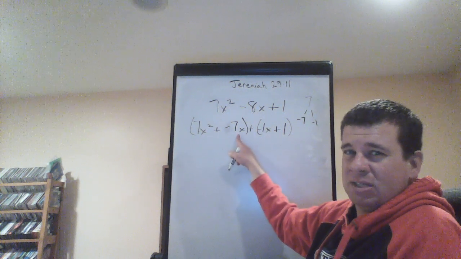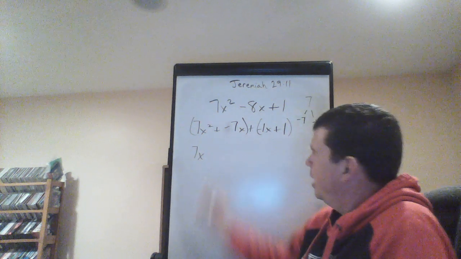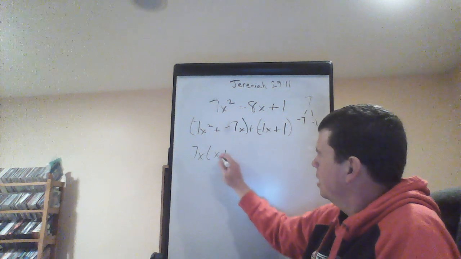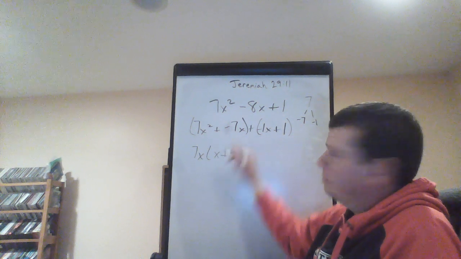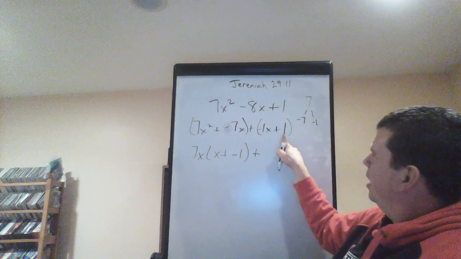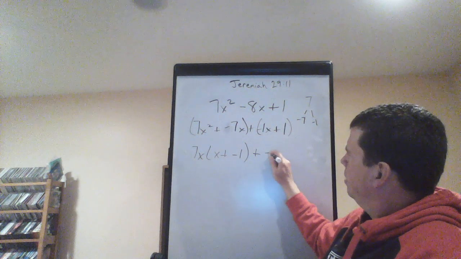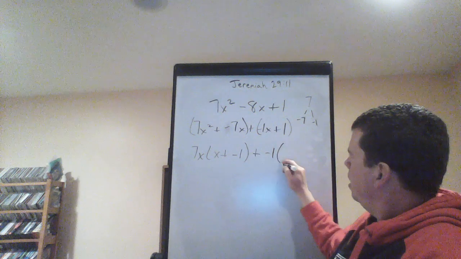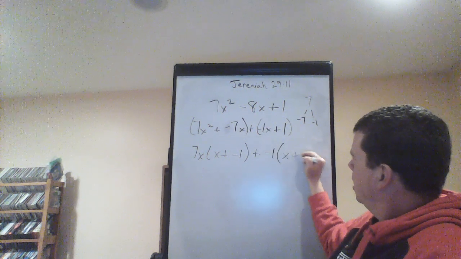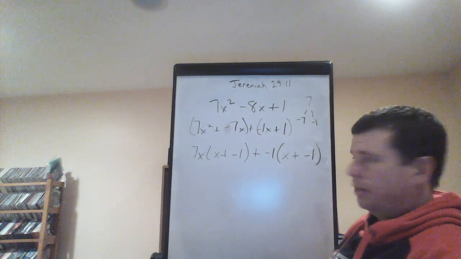So 7x squared and -7x. I'm going to factor out or undistribute a 7x. 7x times what gives me 7x squared? That would be x. 7x times what gives me -7x? That would be -1. And now here, a -1x and a 1. There's not a whole lot in common, but I'm going to factor out a -1. Because now -1 times what would give me -1x? That would be x. And -1 times what would give me +1? That has to be -1.